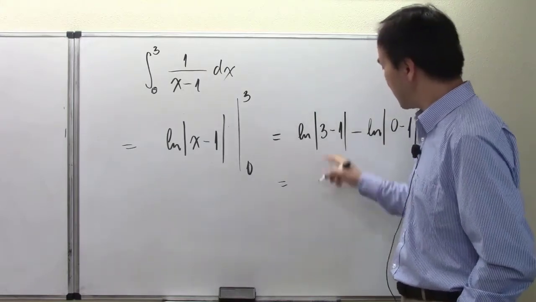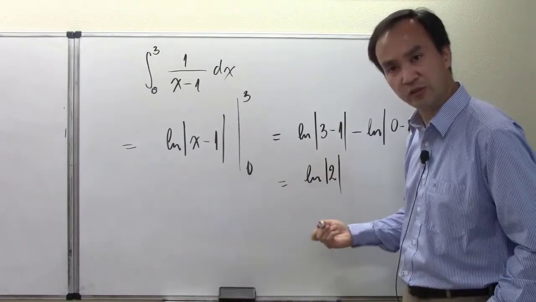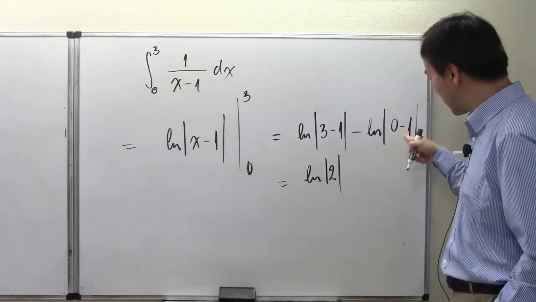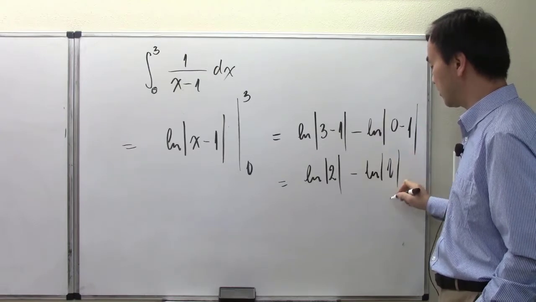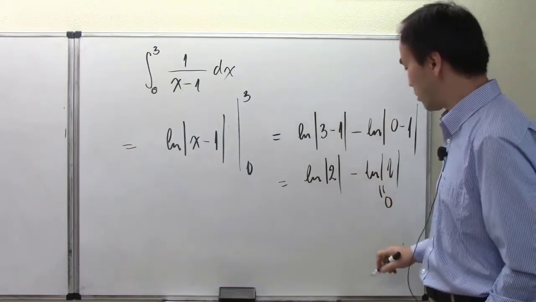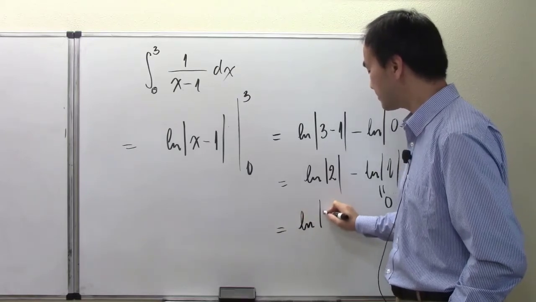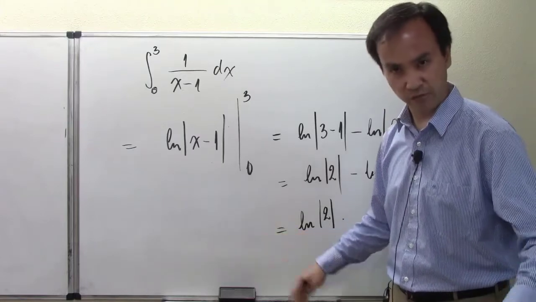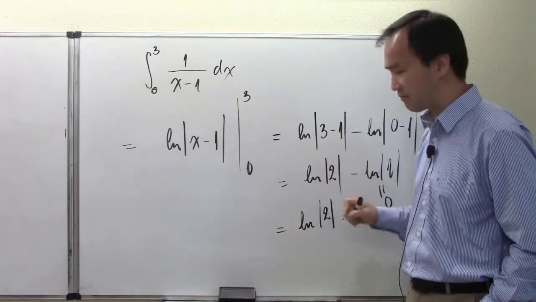And this gives me natural log of 2. And then 0 minus 1, but in absolute value, so it's the natural log of 1 anyway, and that goes to 0 according to the logarithm property. So now our answer is ln 2. Okay, and we feel like we're done with the problem. Bingo, we got the problem done.